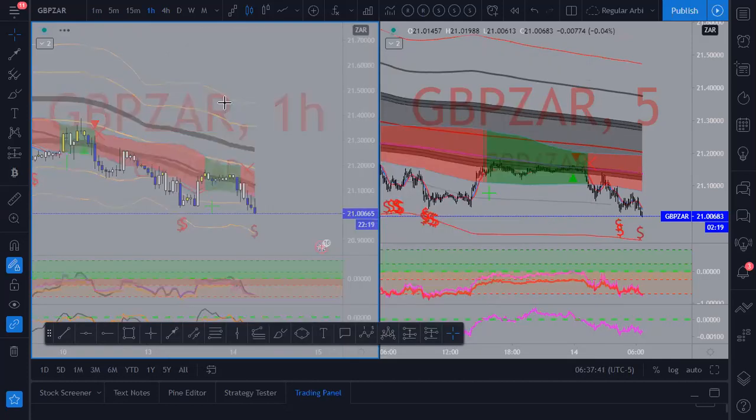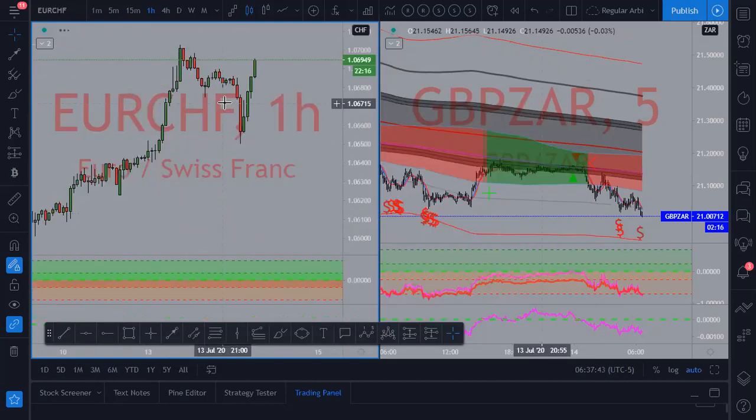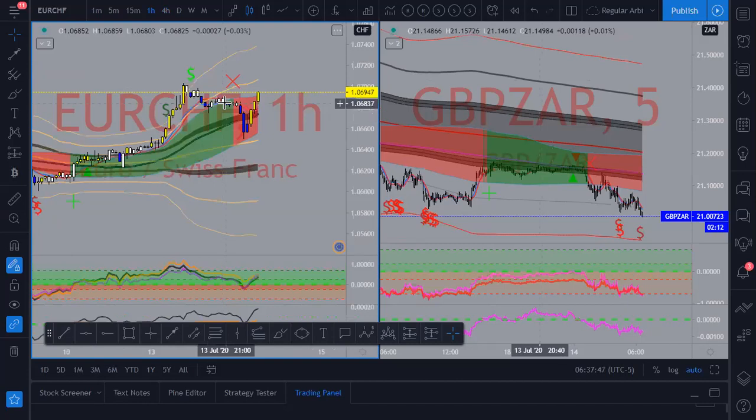But that's why you do risk management. If you have proper risk management and money management, then you won't really worry about the trades that you take a loss in, because then you could just trade another day.